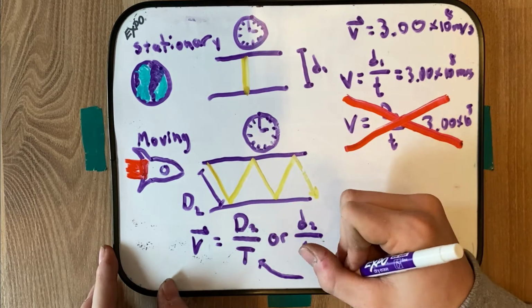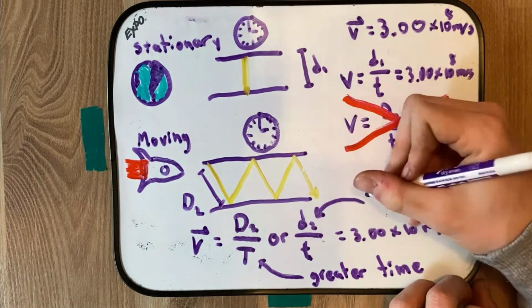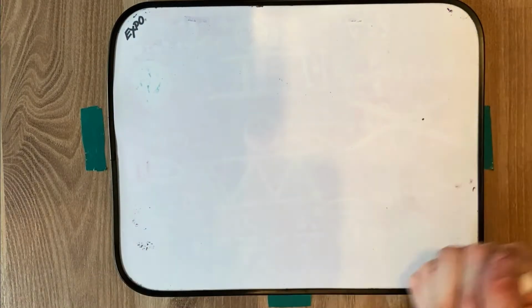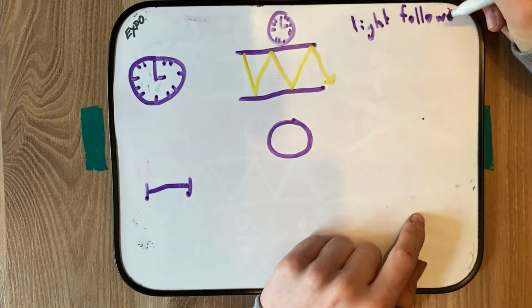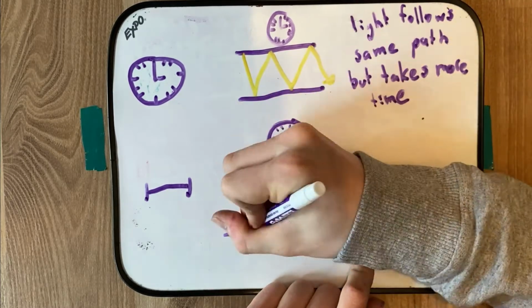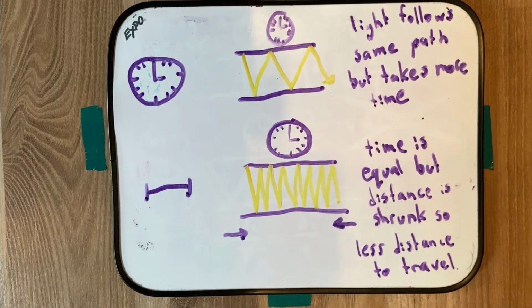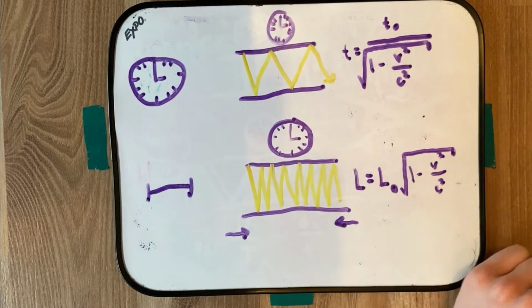Using the velocity formula, we can see that one of two things must change to keep the velocity of the light equal to 3.00 times 10 to the 8 meters per second. Either the amount of time between bounces must increase, or the distance between bounces must decrease in order to lower the fraction back to 3.00 times 10 to the 8 meters per second. These two changes directly correlate to time dilation, the slowing of time for a moving object, and length contraction, the shrinking of an object in motion. In reality, both time dilation and length contraction occur at the same time following Einstein's equations.